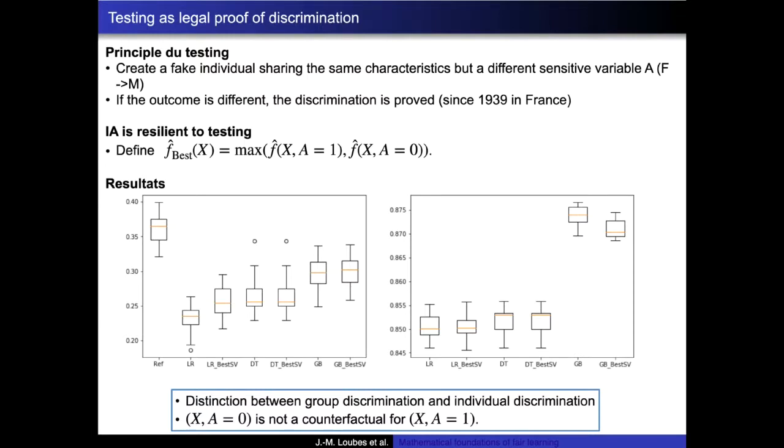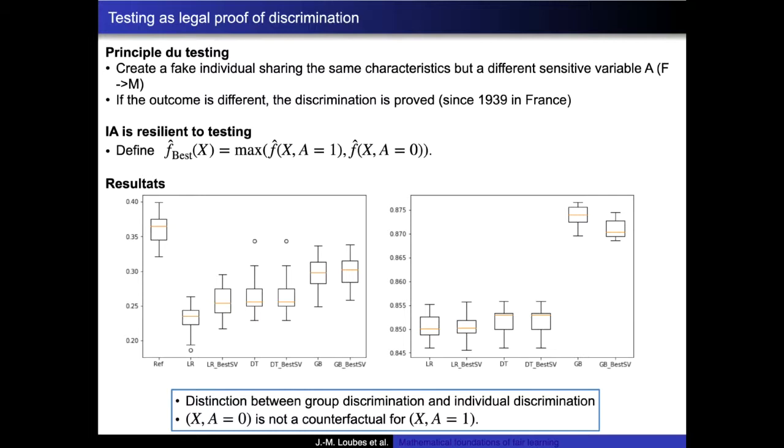I have the best SV. So you see, if you look at the right figure, the accuracy is just a little smaller, very little and sometimes almost nothing. But if you look at the way the bias is changed, you see that the bias is not changed.